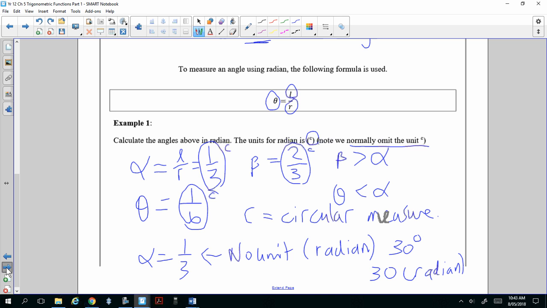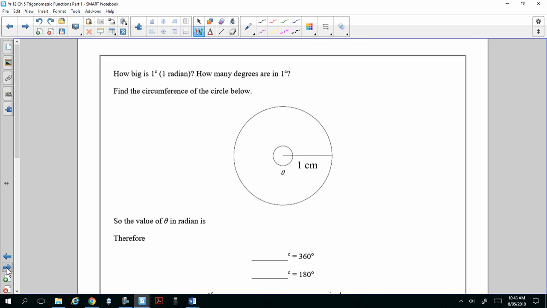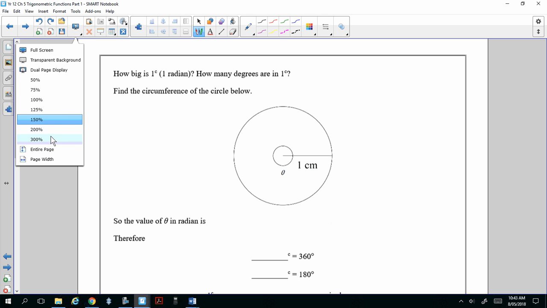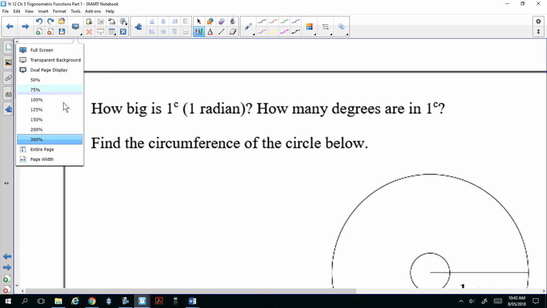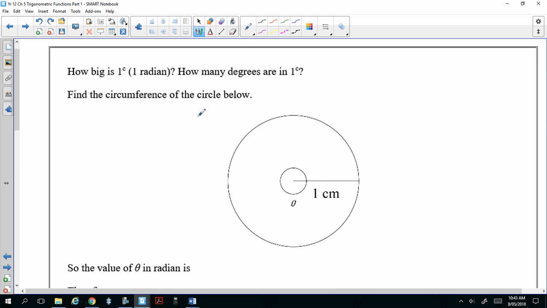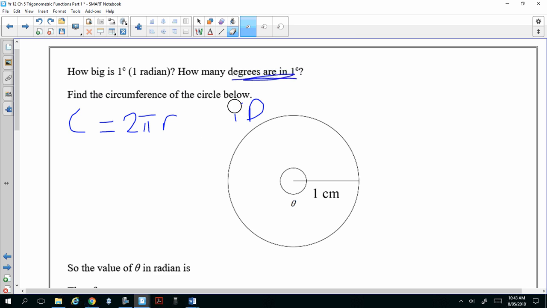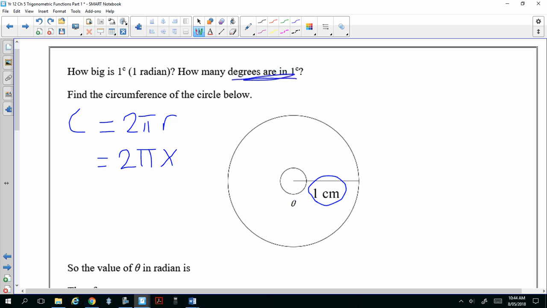Okay, so hopefully you're all finished. Right, so the next question is, how big is 1 radian? Okay, good. So how many degrees in 1 radian? To answer this question, we're going to look at a circle. We're going to find the circumference of the circle. What's the formula for circumference? 2 pi r or pi d. We're going to use 2 pi r. So what's the radius of this circle? Radius is 1, right? That's your radius. This is 2 pi.